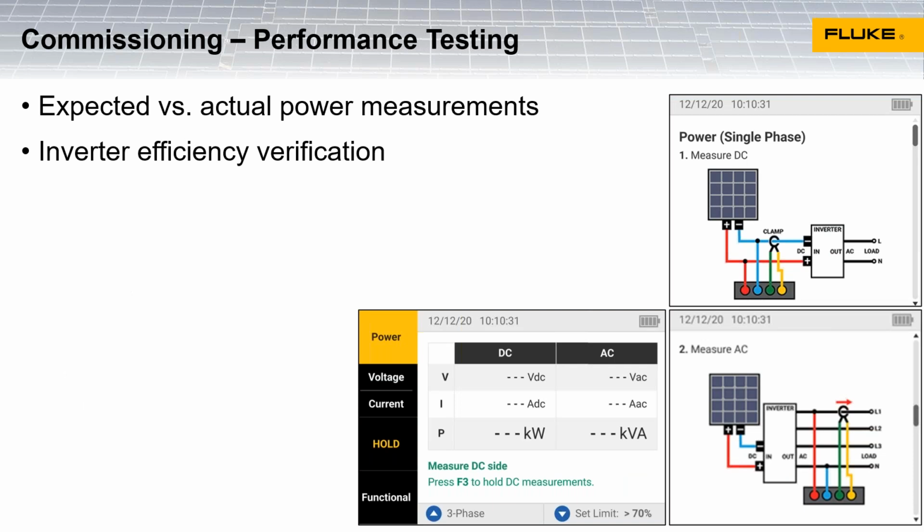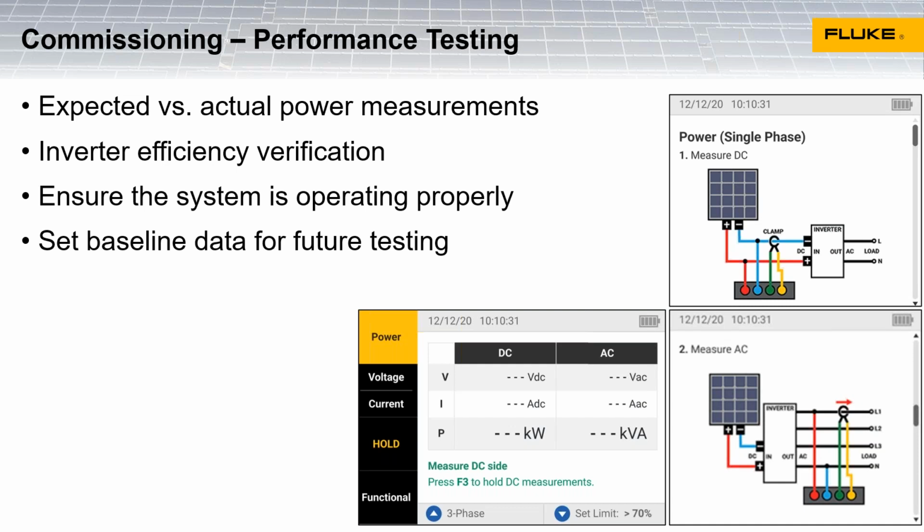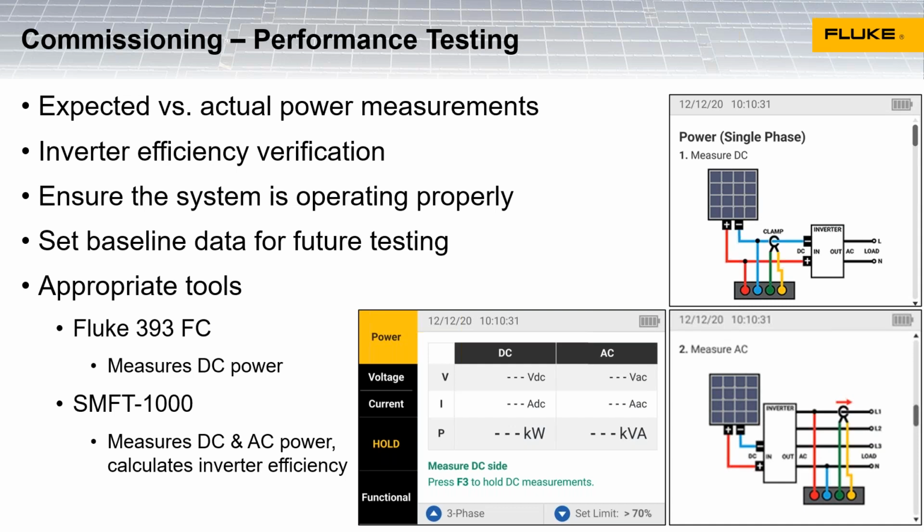When we're doing commissioning, we're also looking to do some performance testing, and we want to see if our measured power is equal to what we would expect. We can also use it to measure inverter efficiency, seeing how well the inverter is converting that DC power to AC. This is going to make sure that the system's working properly, and it's going to set a baseline for the future. You can do this with some handheld meters.